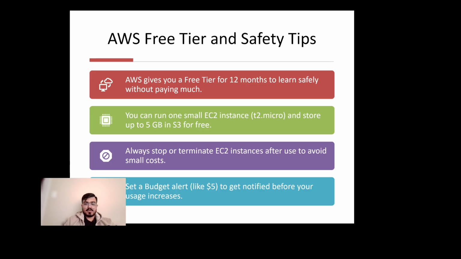So let's see AWS free tier and safety tips. Now, as a student, we have to be smart with AWS cost. So AWS free tier allows you to learn safely without paying. You can run one small EC2 instance called T2.micro and use 5 GB of S3 storage free for 12 months. So just remember, always stop or terminate EC2 instances after use and set a budget alert in your account. So this keeps you learning 100% safe and stress free.